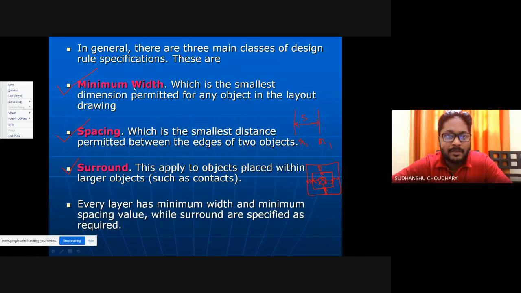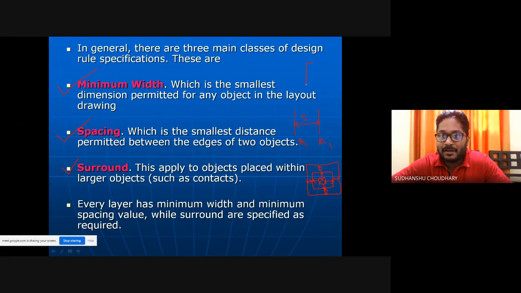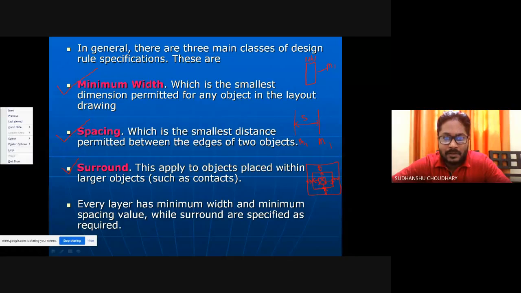So let us read this. Minimum width is the smallest dimension permitted for any object in the layout drawing. Maybe I am drawing a metal line, so I have a minimum width design rule. Minimum width cannot be less than 2 lambda, for example, for metal 1. Spacing is the smallest distance permitted between the edges of two objects. I have metal 1 as one object and another metal 1 as the second object, so I must have a minimum spacing between these two metal lines.